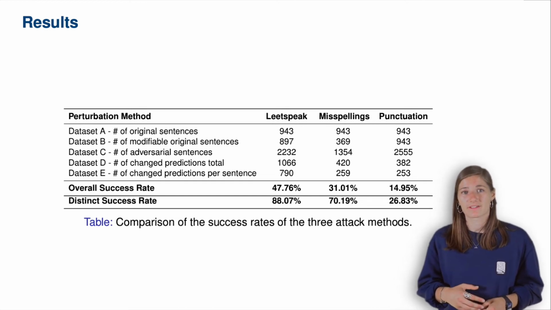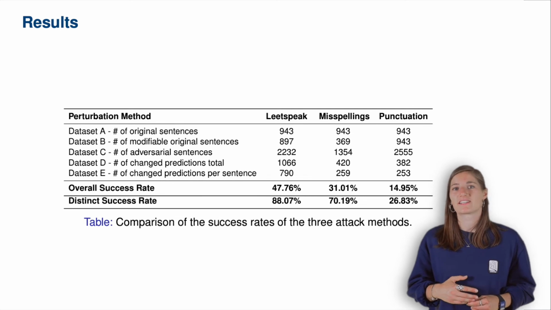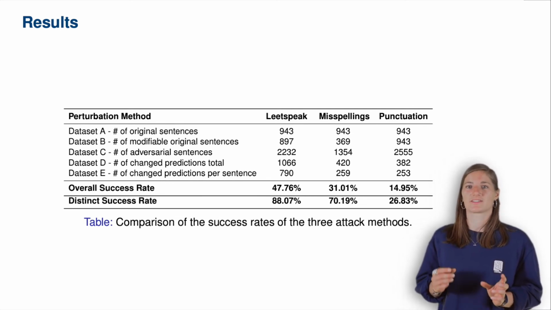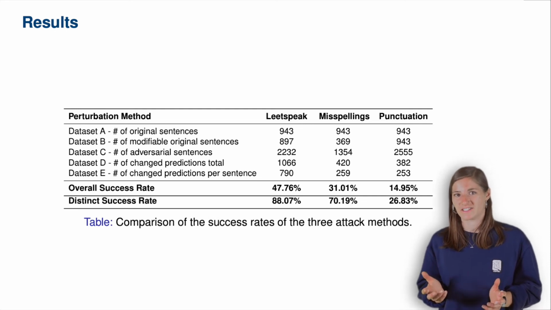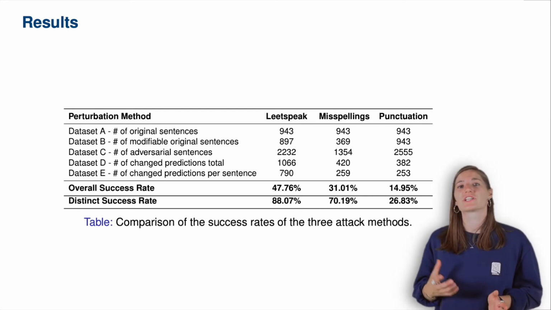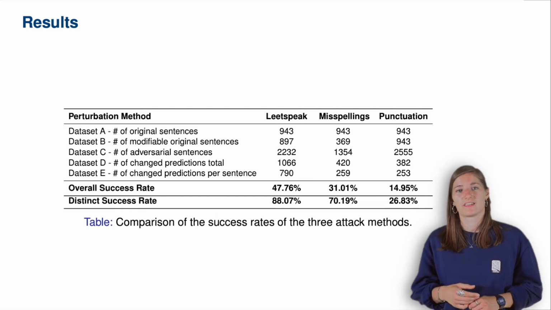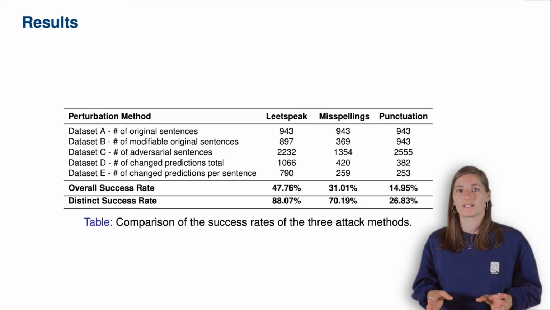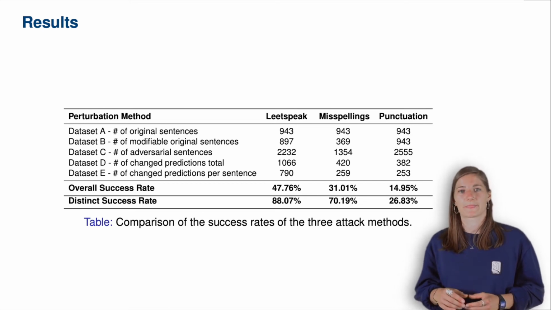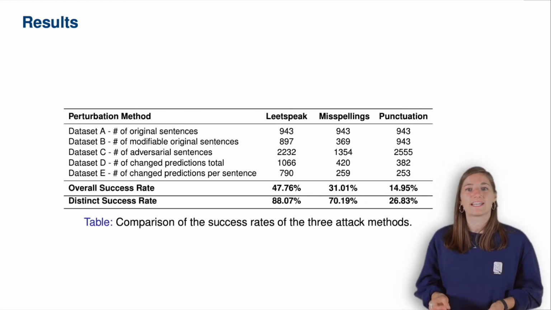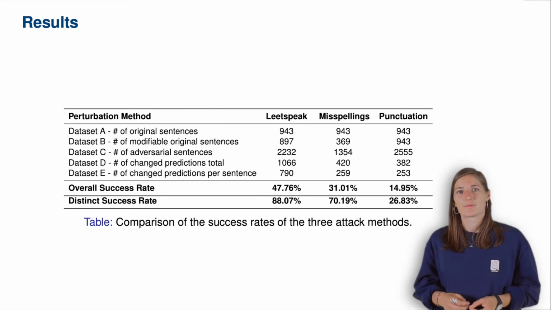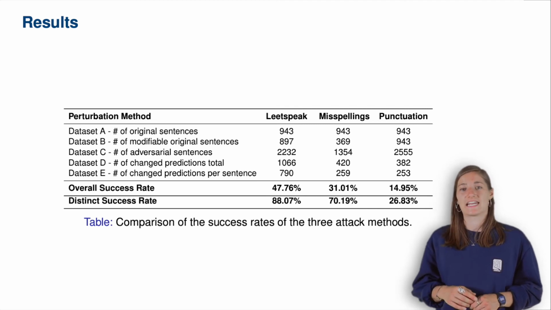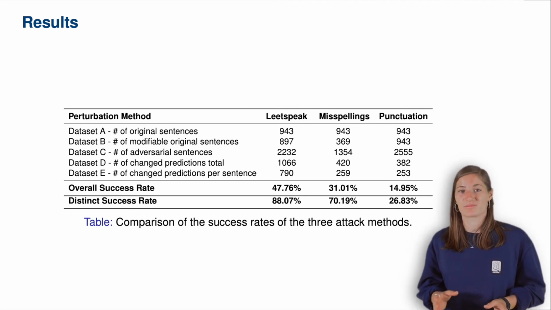The misspelling method was also very effective, which is even more surprising considering that the misspellings dictionary that we used consisted of typos found in Wikipedia articles, and the BERT model is pre-trained on Wikipedia corpus. We achieved an overall and a distinct success rate of 31% and 70% respectively. With, as mentioned, only adding one comma behind the important word, we were able to achieve an overall success rate of almost 15% and a distinct success rate of 27%.